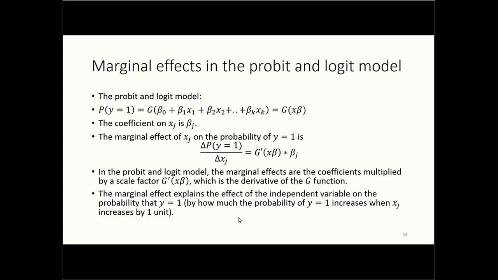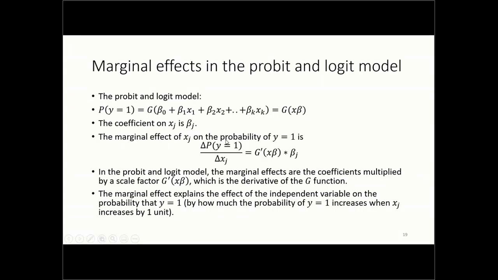Okay, so now the marginal effects in the Probit and Logit models are a bit more complicated because we have a nonlinear function g. So this is the Probit and the Logit model, the generic form of it. The probability of y equals 1 is equal to g of this expression here, x beta. So the coefficient on xj is still beta j.